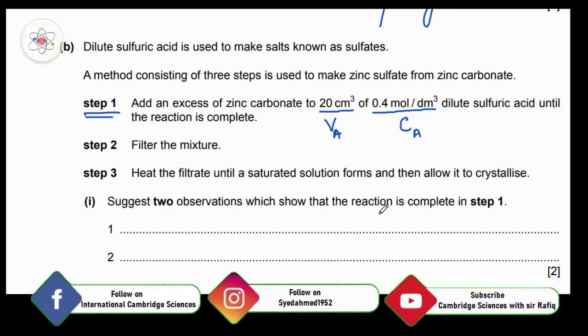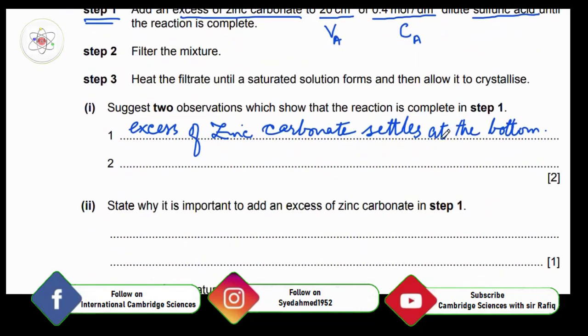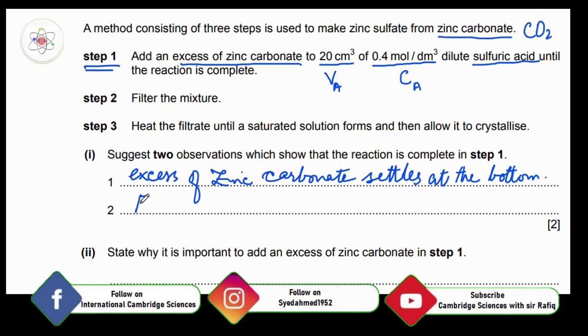So when the reaction completes, we will see that the excess of zinc carbonate will settle at the bottom of the container, right? So you can write the excess of zinc carbonate settles at the bottom. Since zinc carbonate produces carbon dioxide when it reacts with sulfuric acid, obviously carbon dioxide is observed as fizzing. So when the reaction completes, obviously fizzing will stop. So this will be our second observation in this particular reaction.